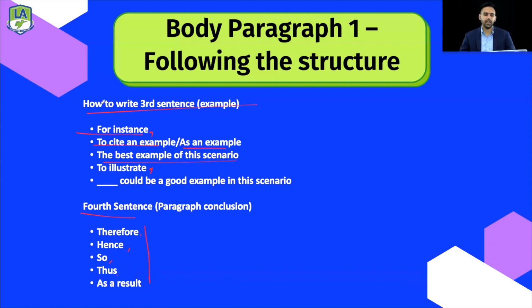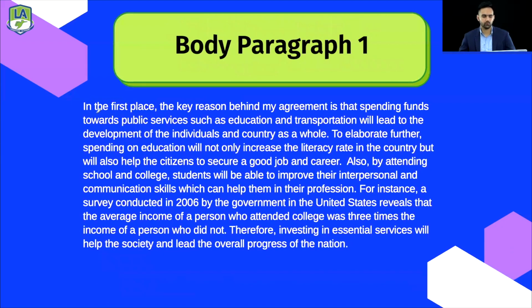So have a look at what I've got for your body paragraph one. In the first place, first sentence, we are just introducing our ideas. The key reason behind my agreement is that, so this is the phrase, spending funds towards public services such as education and transportation. So this is again a few words which I've taken from the prompt, will lead to the development of the individuals and country as a whole.